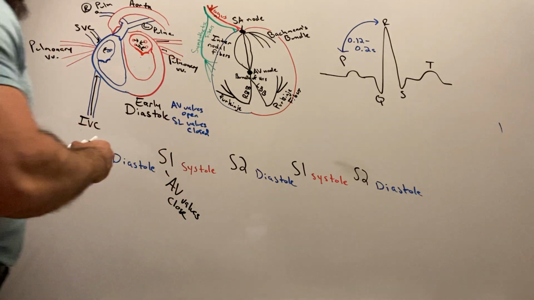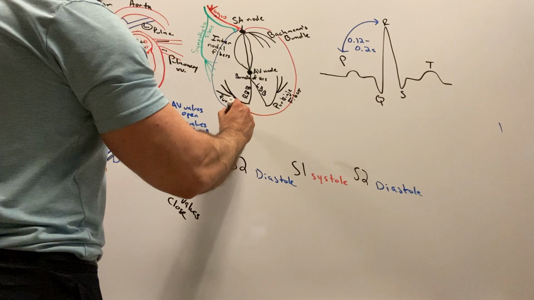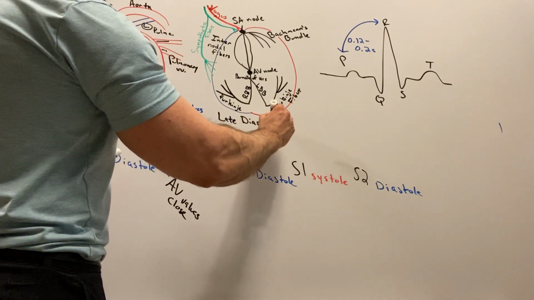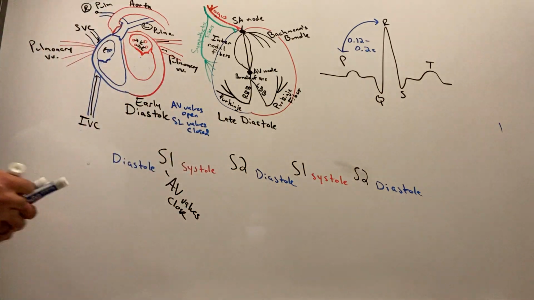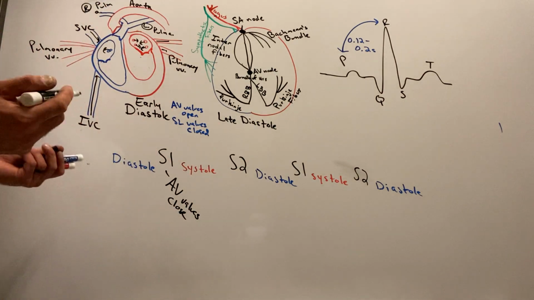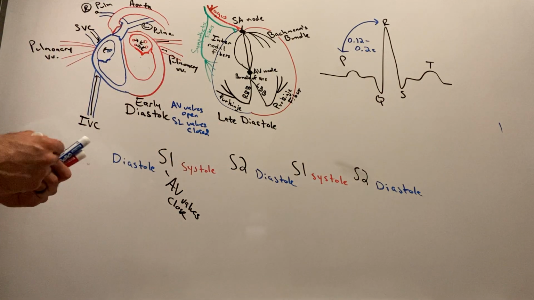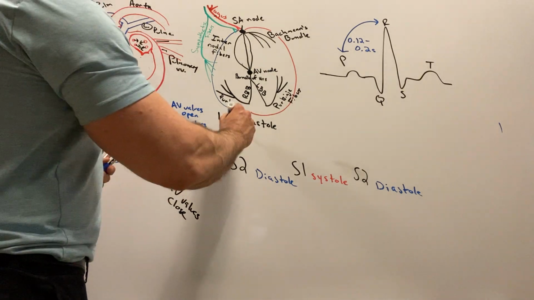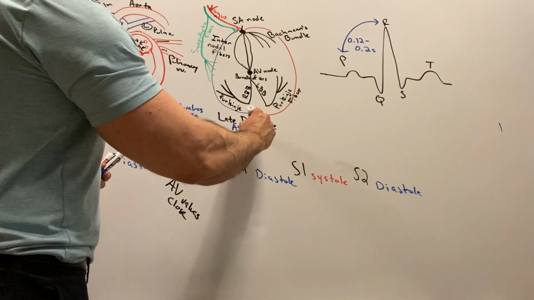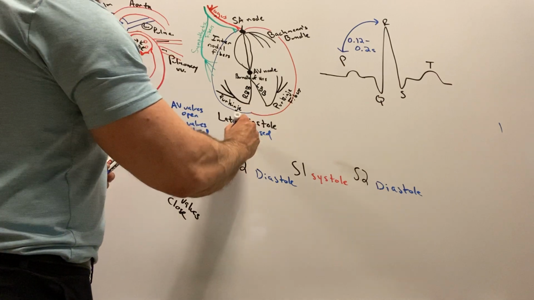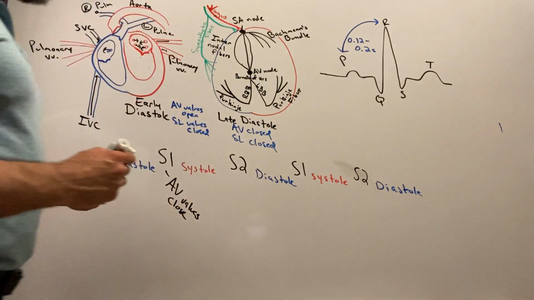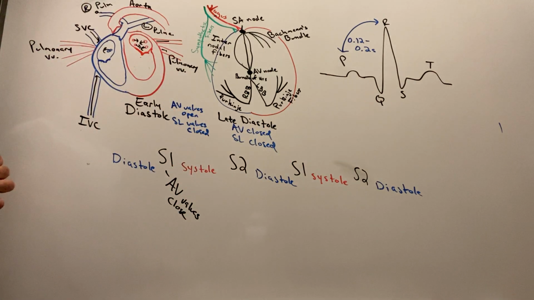When we get into late diastole, right? So late diastole, we had atrial systole, basically the atria contracted. So AV valves are closed, and your semilunar valves are closed. Okay, so now the ventricles have to contract.